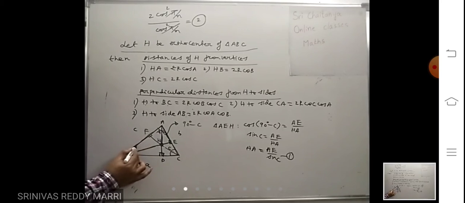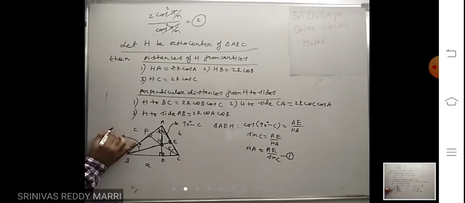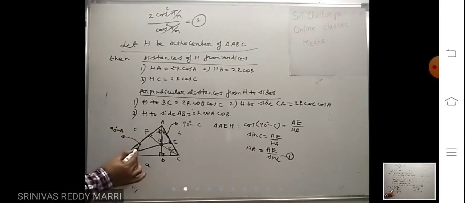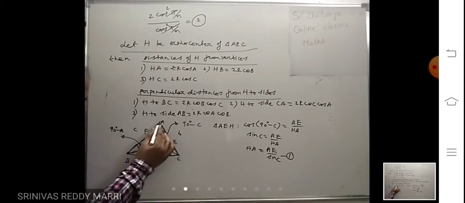The third angle will be 180 minus the sum of the two angles, 180 minus (90 plus A). What is this angle? It is 90 minus A.